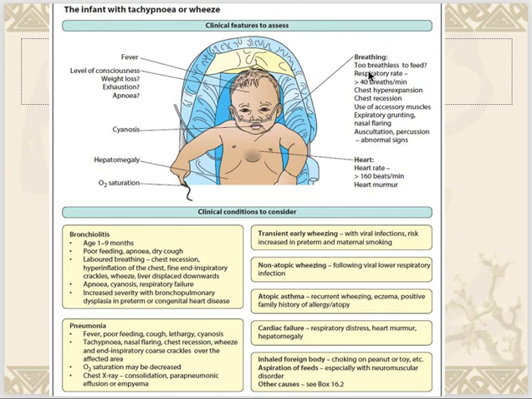Now, see, heart rate is important. Breathing, breathlessness with feeding. Respiratory rate greater than 40 means tachypnea. Chest hyperexpansion, chest recessions, use of accessory muscles, expiratory grunting, nasal flaring, auscultation, percussion, any abnormal signs. So these are the things you will see. If you have done your diagnostics in a good way, you would understand what different signs mean.